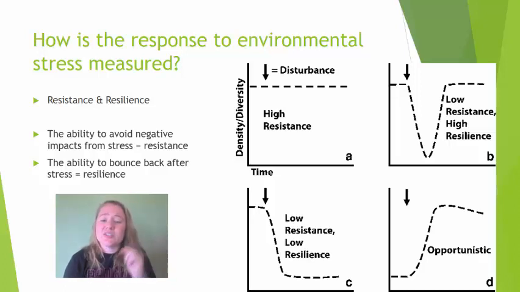Graph C has low resistance and low resilience. This would probably be one of the more vulnerable species to any type of environmental stress. Something happens and their population tanks really quickly and they don't have the ability to bounce back. Graph D is showing an opportunistic species. Whenever there is an environmental stress or a disturbance, this is a species that normally has very low numbers, but when there's this opening, they're able to take advantage of it really quickly, and they have a sudden burst or spike in their population levels.